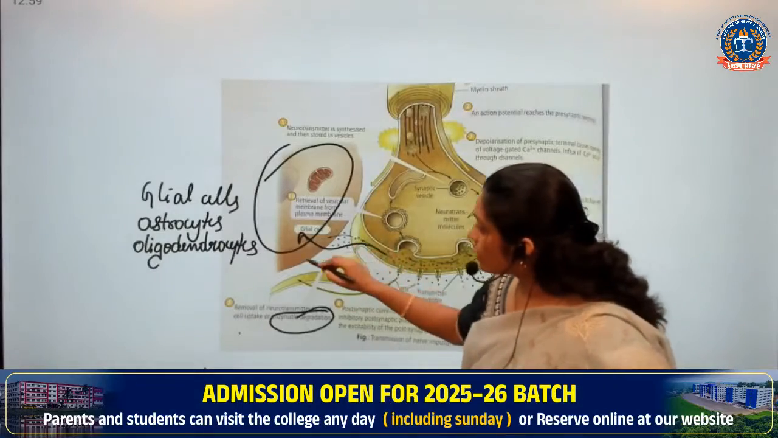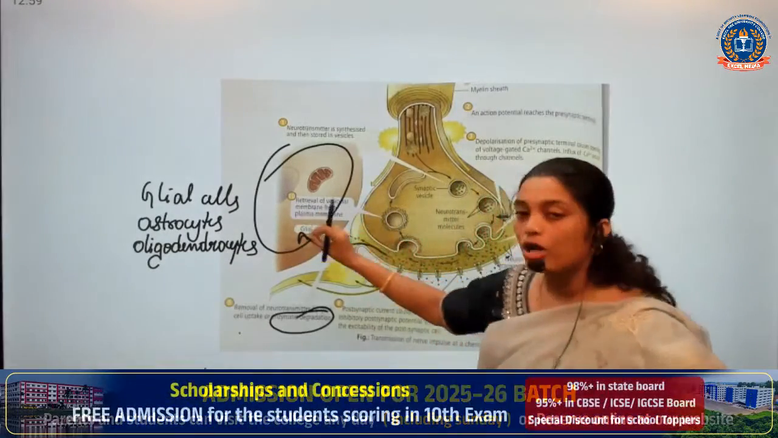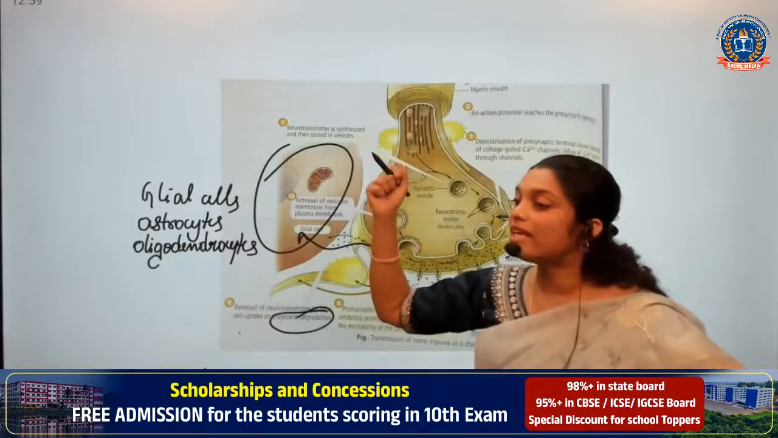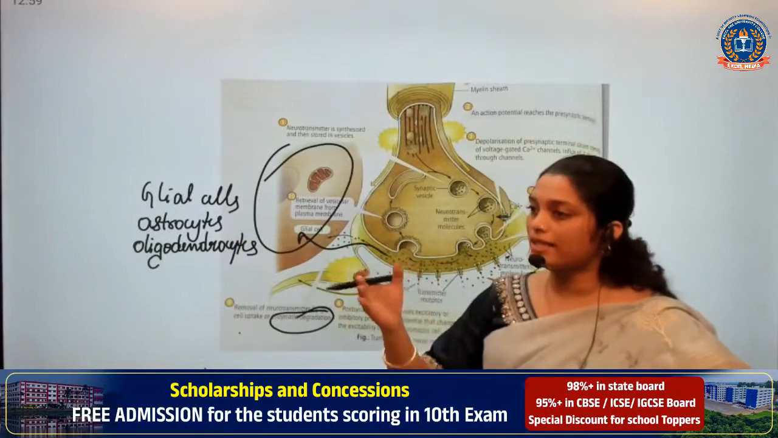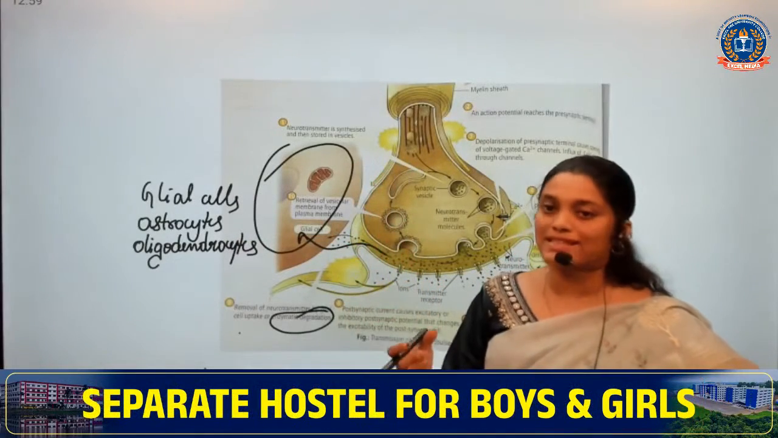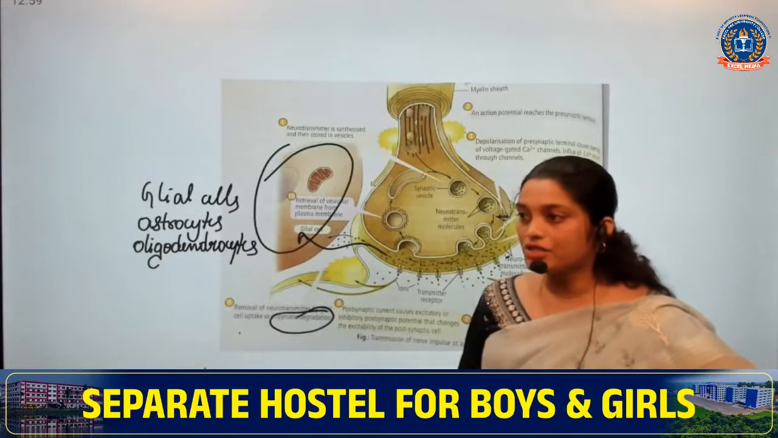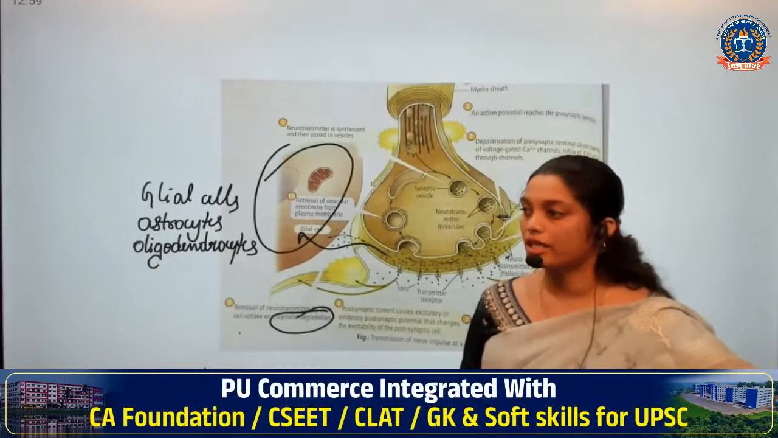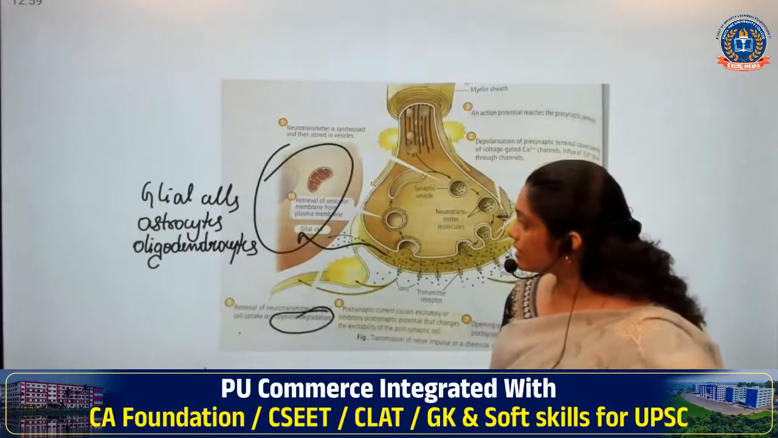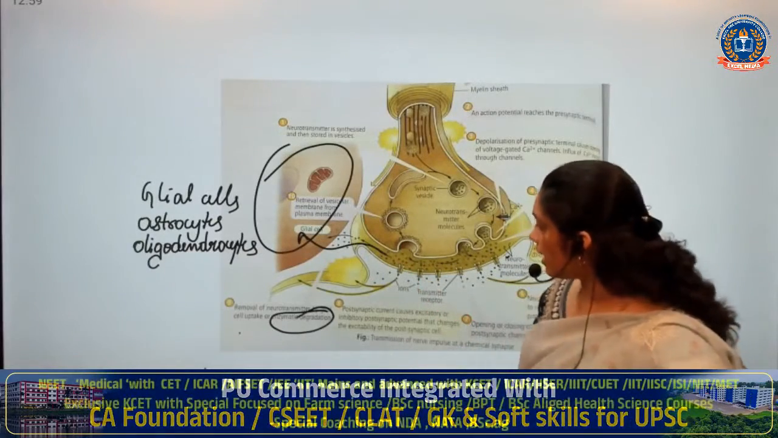So now these glial cells will take up all these neurotransmitters and degrade them, so that the signal stops when it needs to be stopped. Understood, everyone? Yes. So this is how the neurotransmitters are transferred.